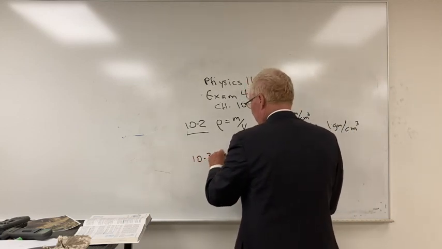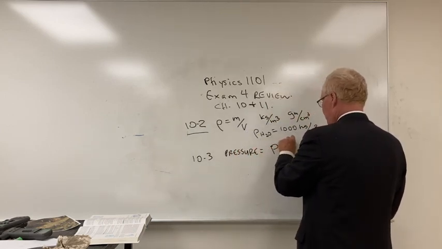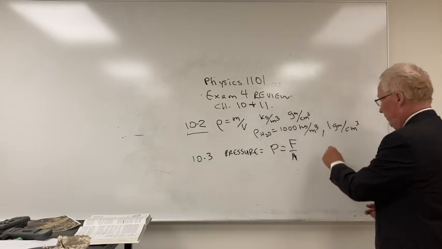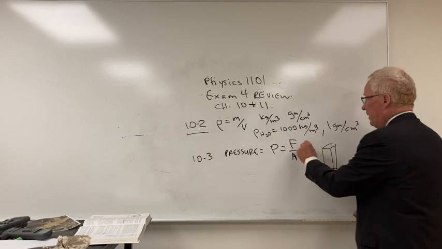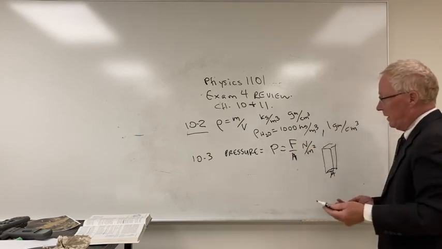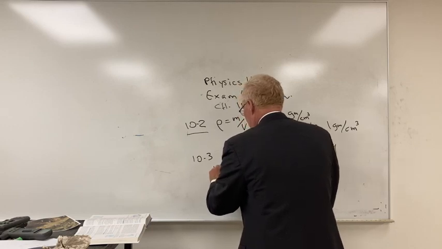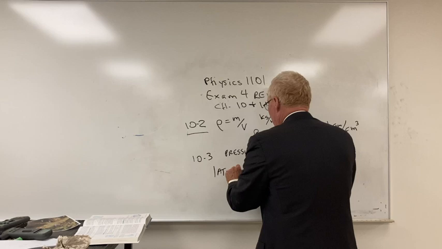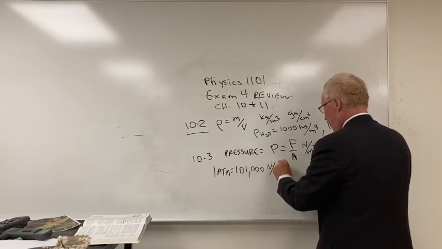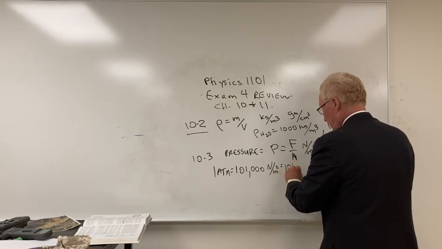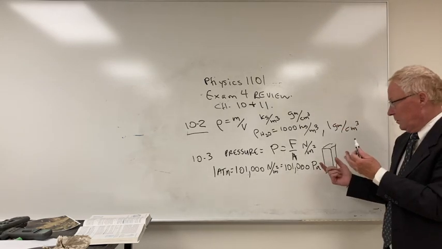In 10.3, we then get into the concept of pressure. P is force over area, so this is a weight over an area, in newtons per meter squared. Since you're dealing a lot of the time with the atmosphere, 1 atmosphere is 101,000 newtons per meter squared, or the unit Pascal. So 101,000 Pa, Pascal. So that's 1 atmosphere.